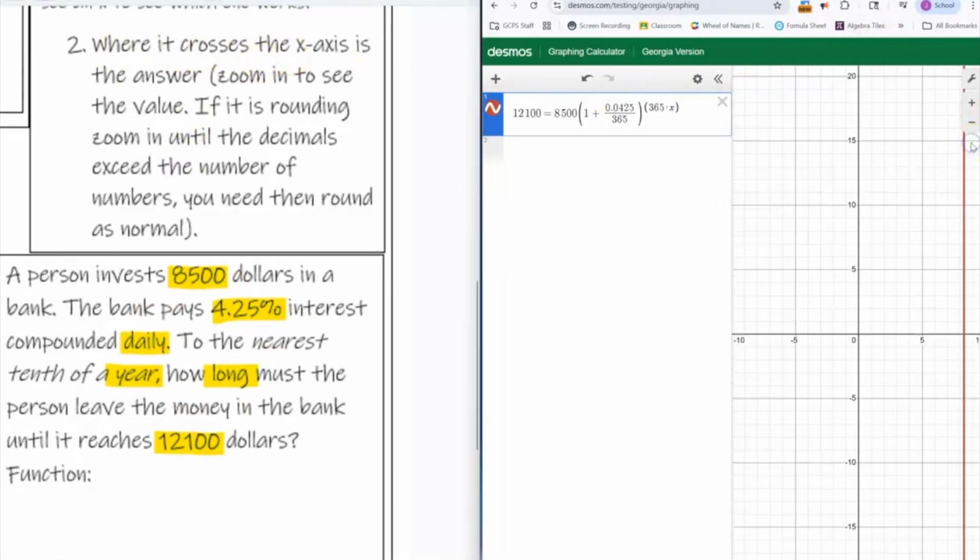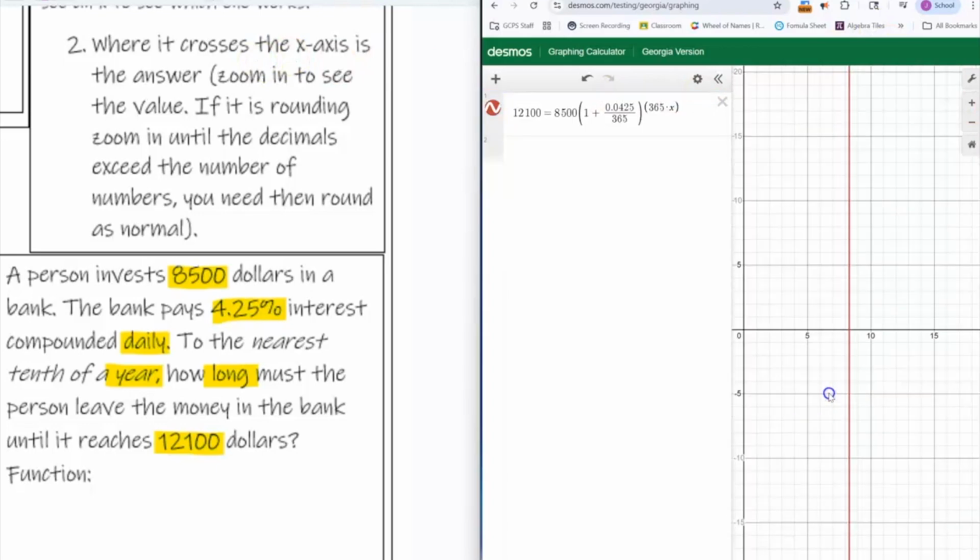So I'm going to zoom, hit home, there it crosses the x-axis, bring this into view, and it says if it's rounding, zoom until the decimals exceed the number of numbers you need, then round as normal. So I need to know how to round. I'm going to type in round as always. I want the number, comma, and how do I round? To the nearest tenth. TH is one number after the decimal. So I need to zoom in until I have more than one number.